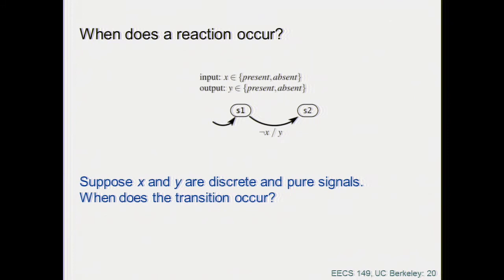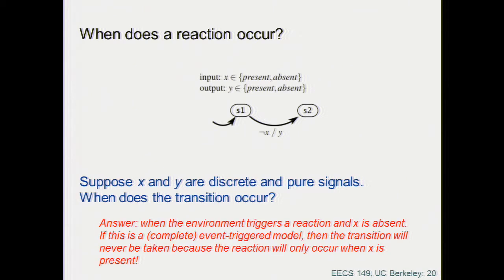So a reaction occurs whenever something is presented to the input of the system. Now, suppose that x and y are discrete and pure signals. When does this transition occur? The environment triggers a reaction and x is absent. If this is a complete event trigger model, then the transition will never be taken, because the reaction will only occur when x is present. Otherwise, it doesn't know what to do, so it stays there. Now, when you have a clock, sometimes the clock is a horrible thing to do. Horrible meaning wasteful, right?